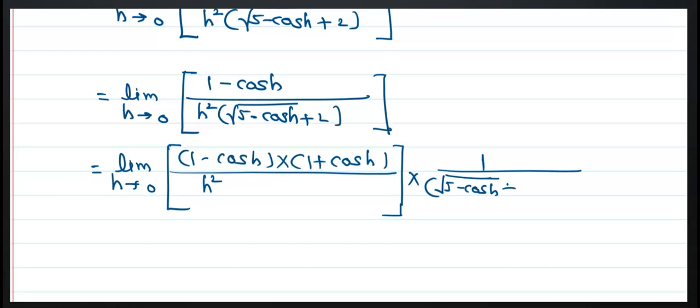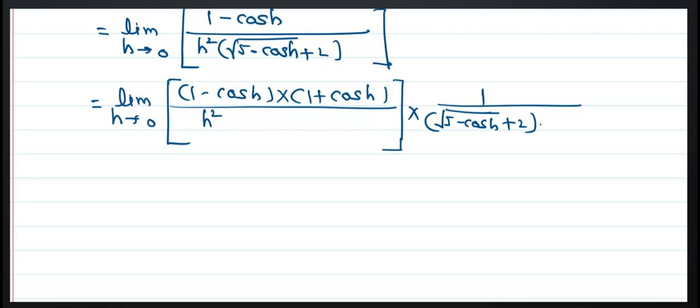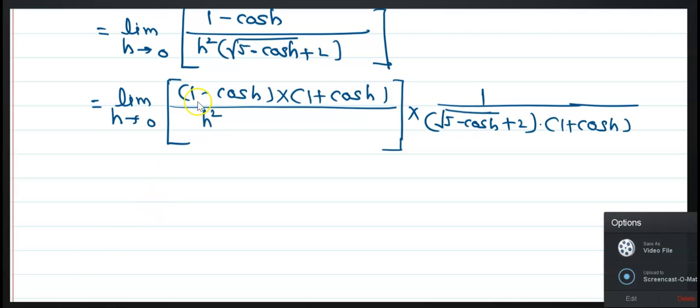That term is outside this bracket. Now see this here. That is (1 minus cos h) into (1 plus cos h). This is multiplied and at the same time divided here, again, by root of (5 minus cos h) plus 2.